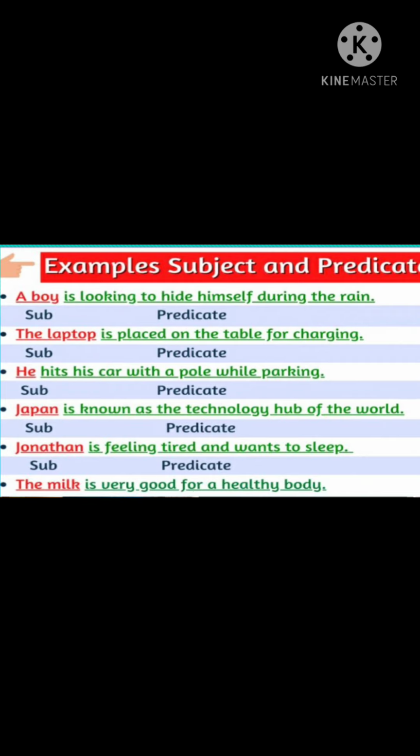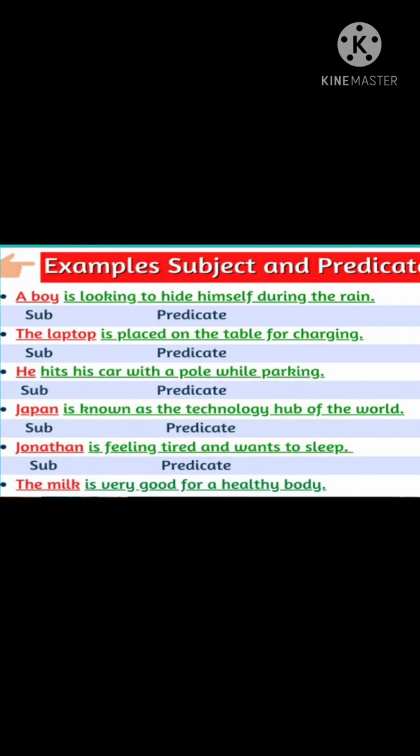Students, see the next example here. Jonathan is feeling tired and wants to sleep. Who is feeling tired? Jonathan. So that will be the subject. And the rest part of the sentence, what is the rest part of the sentence here? Is feeling tired and wants to sleep. So that will be the predicate.